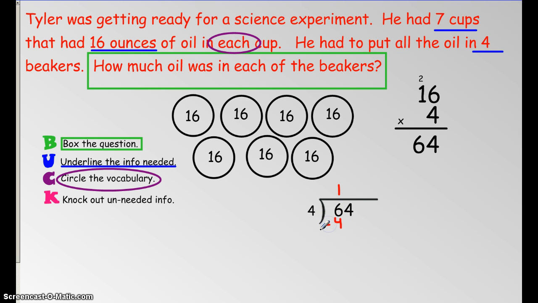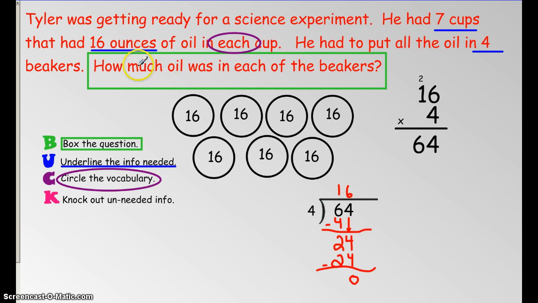Then I've got to subtract. 6 minus 4 is 2. Bring down. So now I've made the number 24. 4 will go into 24 6 times. 6 times 4 is 24. Subtract. 24 minus 24 is 0.